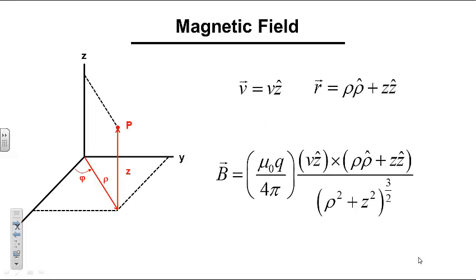Now let's calculate the magnetic field of a charged point particle. The velocity of the particle will be in the positive z-axis direction. The vector r points from the particle to the position where the magnetic field is measured. Since the particle is the center of our reference frame, r is equal to rho hat plus z hat.